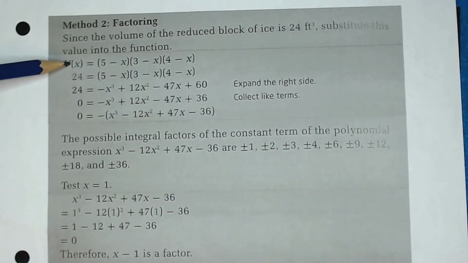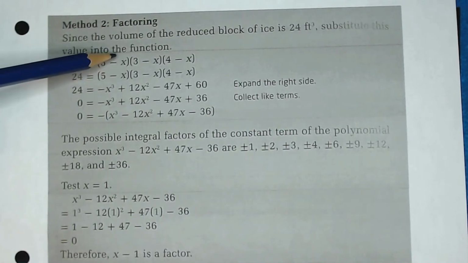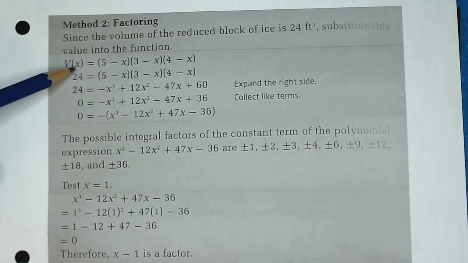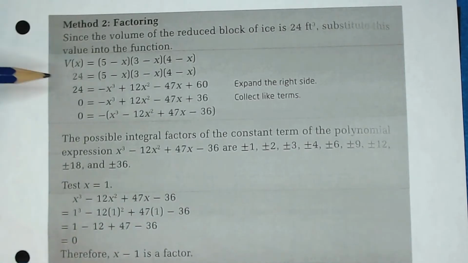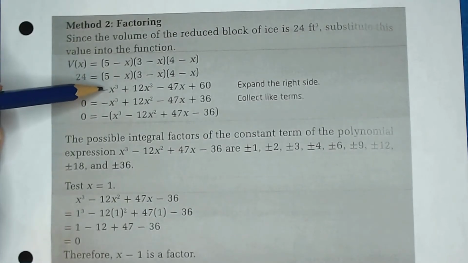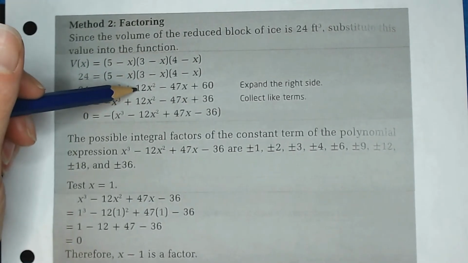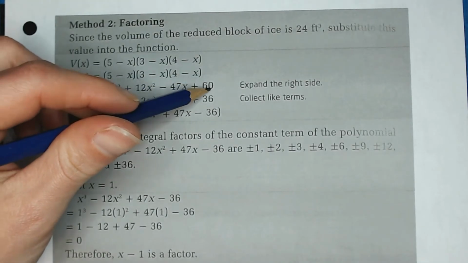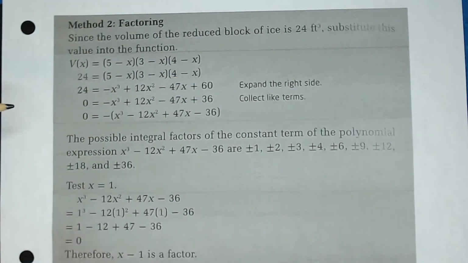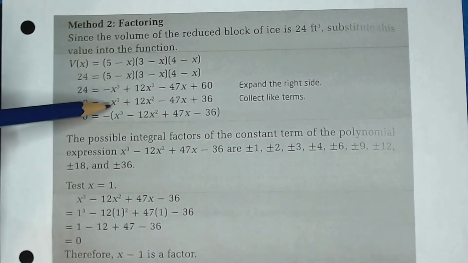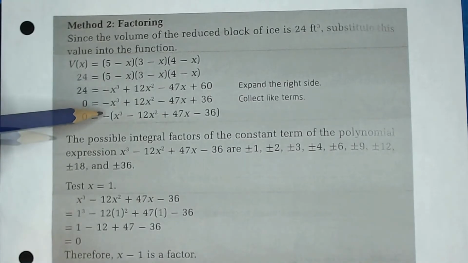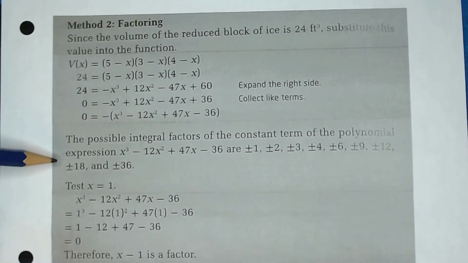Now we have this function V of x, the volume of that cube, equal to those three sides multiplied by each other. If we plug in the value that we know, 24, that's our goal size, and then solve for the function by multiplying through, the resulting function is negative x cubed plus 12x squared minus 47x plus 60. Then at the end we move the 24 over to this side by subtracting 24 from both sides, and divide out the negative from the factors of the polynomial function.